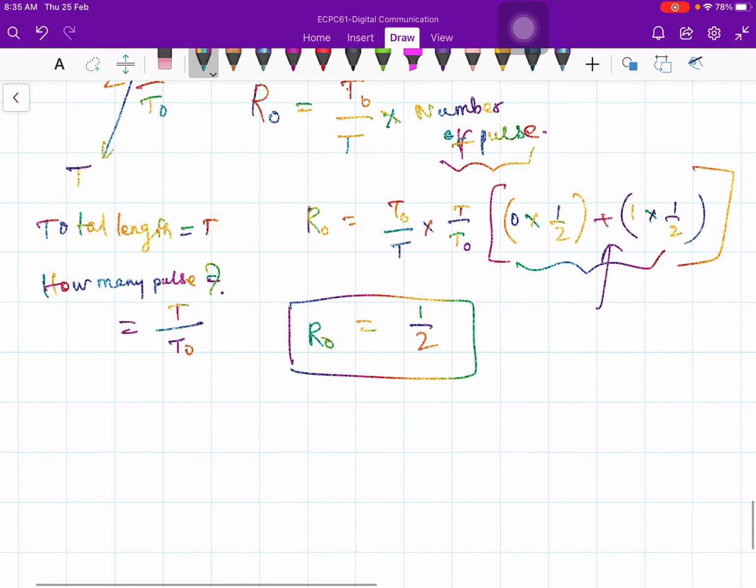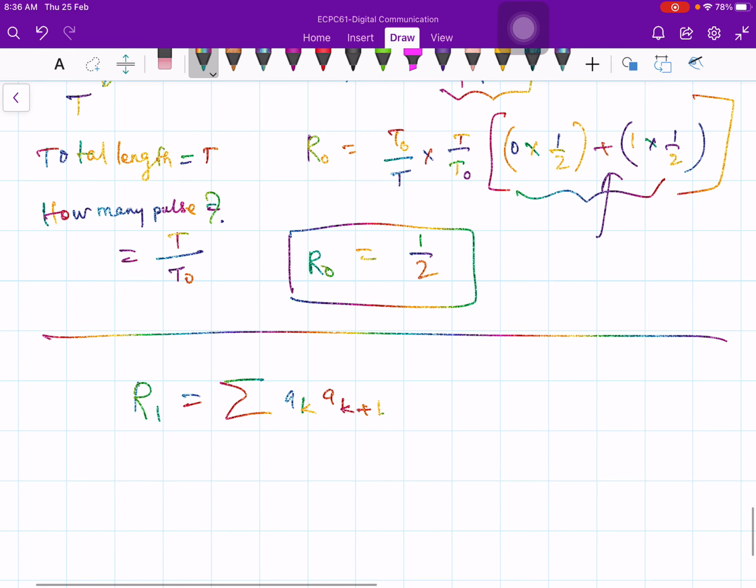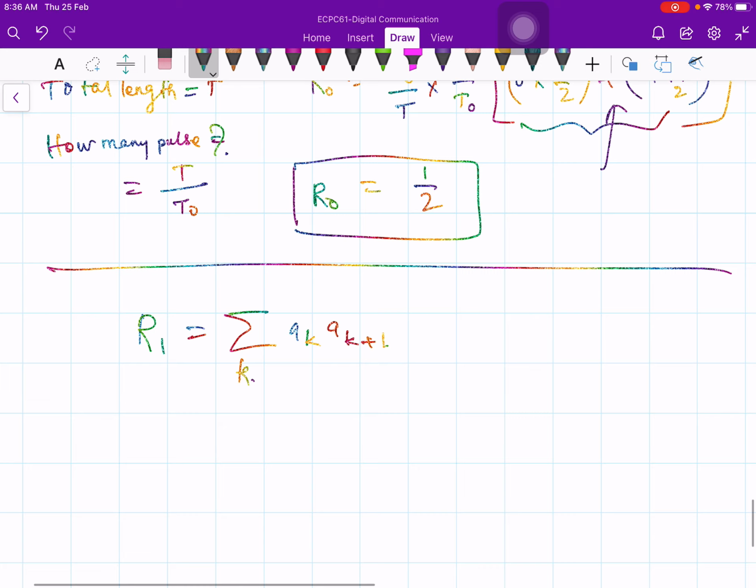Okay, now consider next the value of R1, which will be determined by the summation of AK times AK plus 1. So let's concentrate on the behavior of the values of AK and AK plus 1, and the summation over K. This is a little more involved to compute.